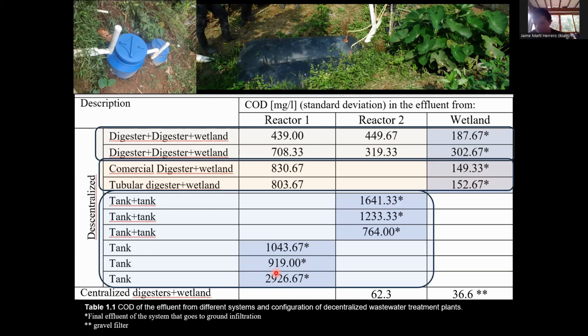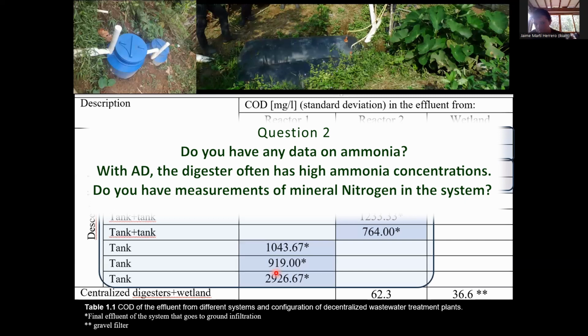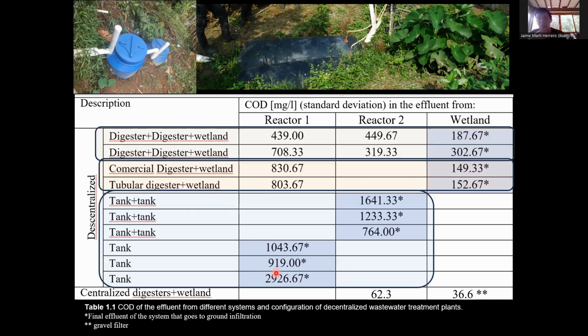One other observation. I don't know whether you've got any data on ammonia. I know with AD, the digestate often has very high ammonia concentrations. So I don't know whether you've been measuring, you've got any measurements of mineral nitrogen in the systems? We have been measuring that also. I didn't show it here, but we are preparing a paper about this. But we have no problems with nitrogen.